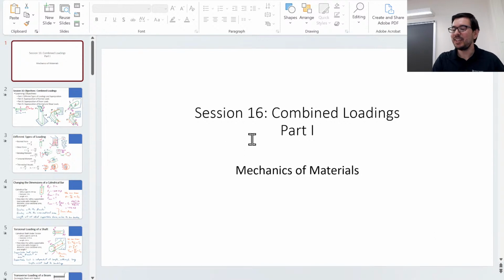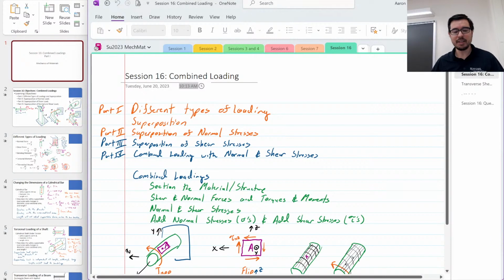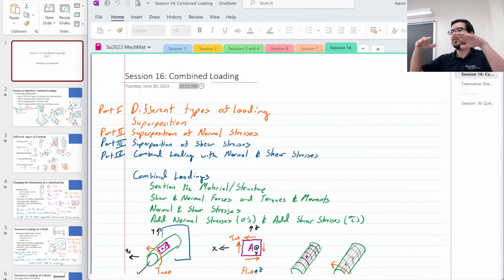This topic is one of the very important ones that we cover and is also quite involved and often a little bit confusing. So to get us started, I'd like to review the 10,000 foot view, and then as we do the problems you'll get into the details and the intricacies of combining loadings.